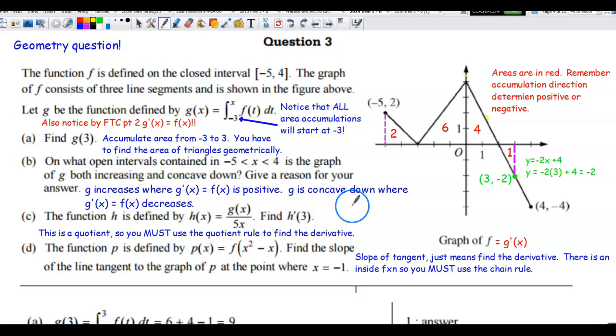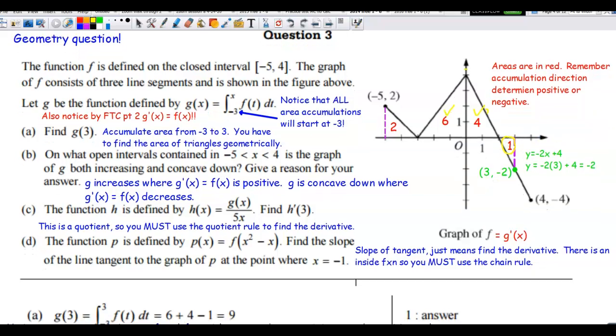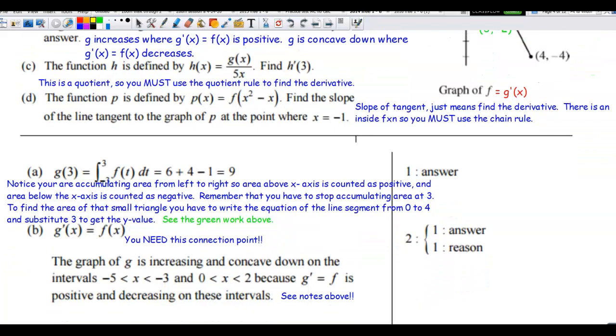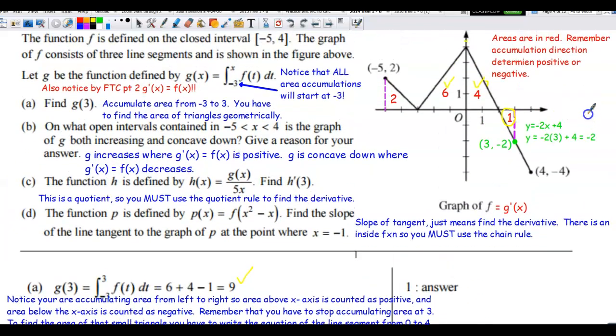But you just kind of need to be careful. So when we accumulate, as I said before, we're going to take the area of 6, which is positive. We're going to add 4, which is 10, and we're going to subtract 1 because the area below the x-axis, in this case, because we're moving from left to right, is negative, and so we get a net area of 9 units.